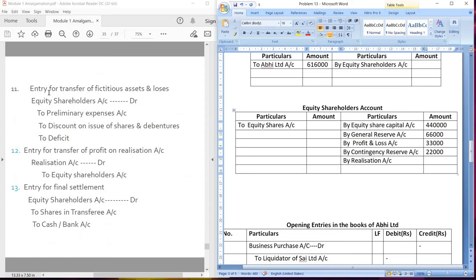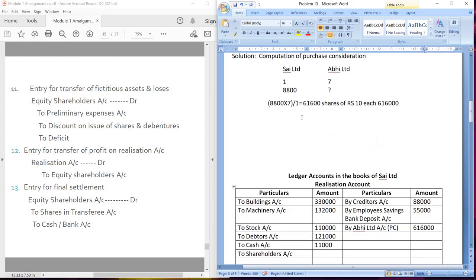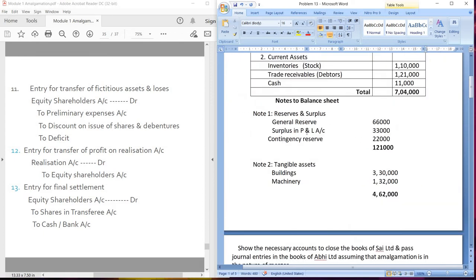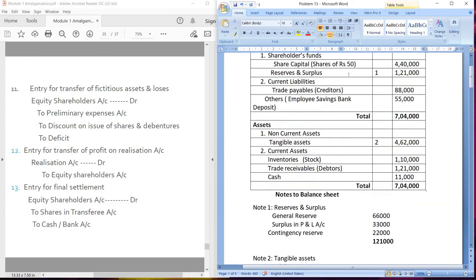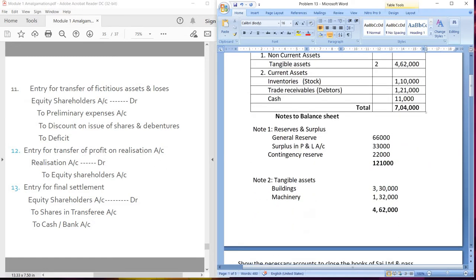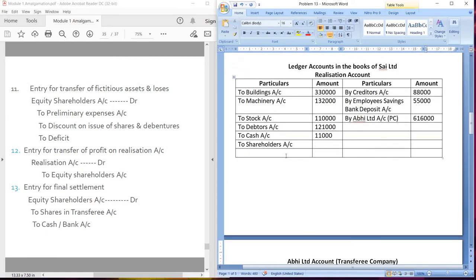Next is entry for transfer of fictitious assets and losses. So in this problem you can see there are no losses. Surplus is given and no information regarding fictitious assets is given. So this entry we will not pass. Next is entry for transfer of profit on realization account. Now let us make the total of realization account and see whether debit side is more or credit side is more. Okay.